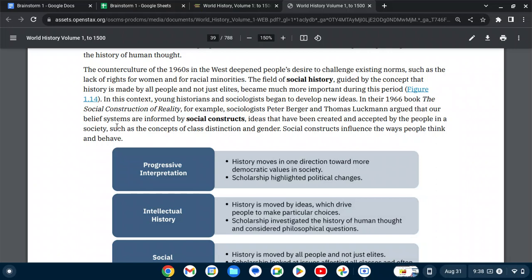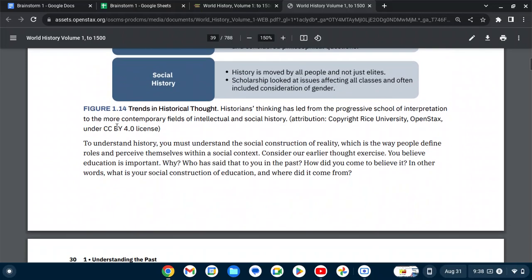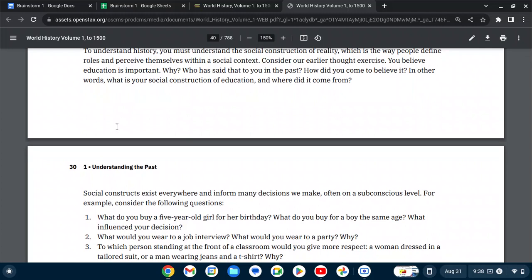In their 1966 book, The Social Construction of Reality, for example, sociologists Peter Berger and Thomas Luckmann argued that our belief systems are informed by social constructs, ideas that have been created and accepted by people in society, such as the concepts of class distinction and gender. Social constructs influence the ways people think and behave. To understand history, you must understand the social construction of reality, which is the way people define rules and perceive themselves within a social context.